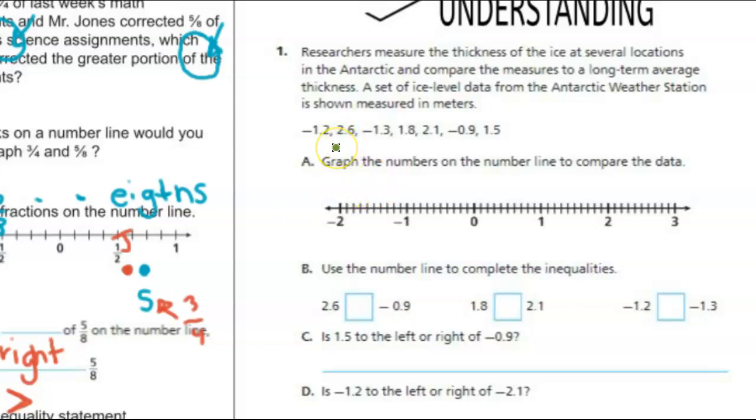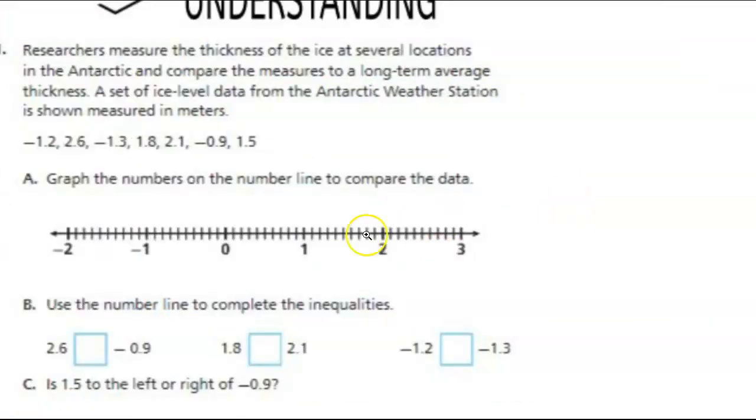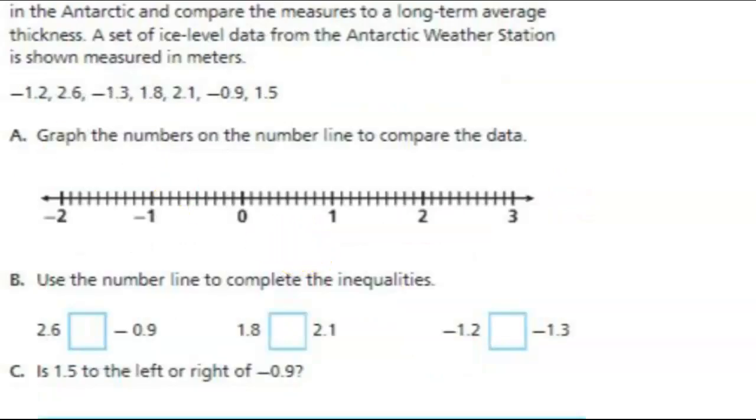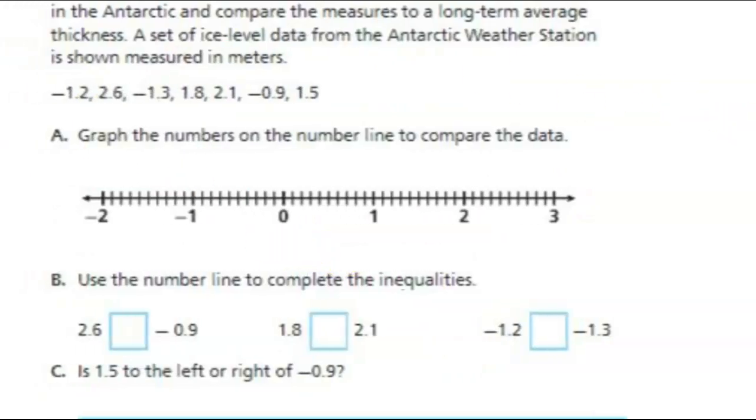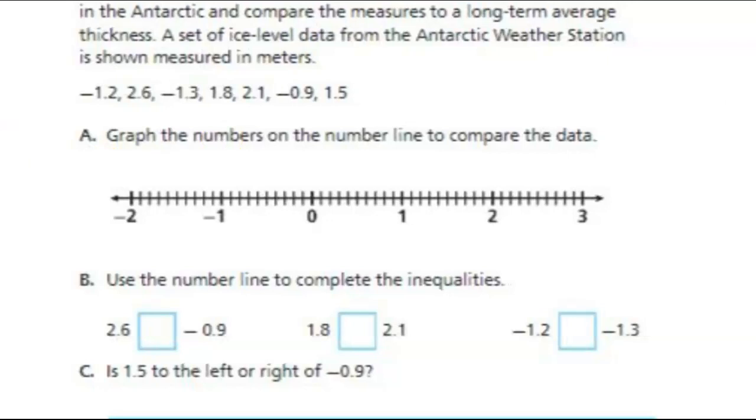Number 1, researchers measured the thickness of the ice at several locations in the Antarctic and compared the measures to a long-term average thickness. A set of ice level data from the Antarctic Weather Station is shown, measured in meters. So that's what these numbers are right here. We have decimals, and we're going to graph them. I'm going to zoom in just slightly so you can see them a little better. Then I'm going to move this over, and we're going to get them on there.